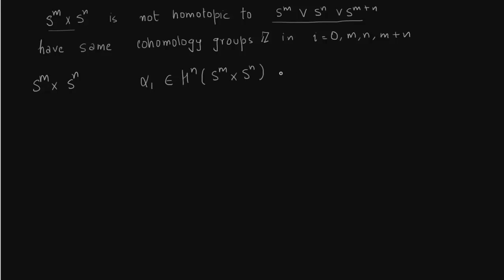Obviously, we have alpha 1 corresponding to Hn of Sm times Sn, alpha 2 corresponding to Hm, and alpha 1 cup alpha 2 lies in Hm plus n. So notice that this is non-trivial.